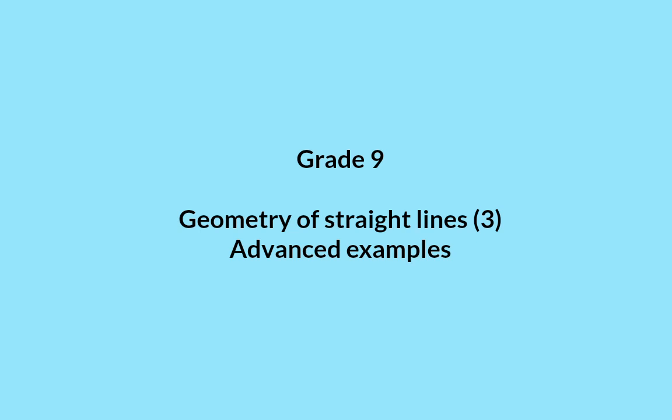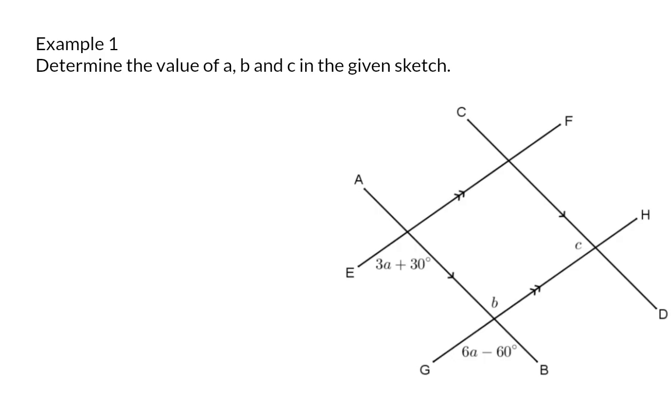In this video on geometry of straight lines for grade 9, we're going to have a look at some advanced examples. Example 1. Determine the value of A, B, and C in the given sketch. We are given that there are two pairs of parallel lines. And when we start to determine the value of A, you will see that A is part of two of the angles in our sketch.